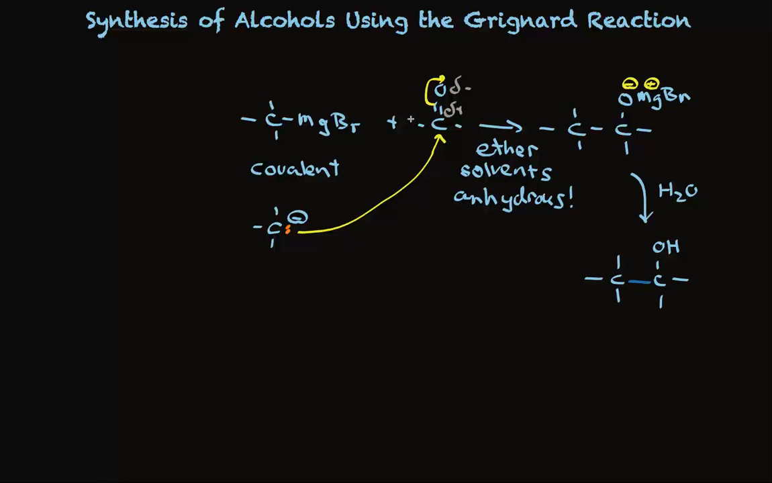And whatever was here will be attached here. And whatever's here will be attached here. So you see, by varying the structure of the Grignard reagent, this alkyl group, and varying the structure of the carbonyl compound, you can get a wide variety of compounds where we've made a carbon-carbon bond and a hydroxyl group simultaneously. So it's an extremely useful reaction.